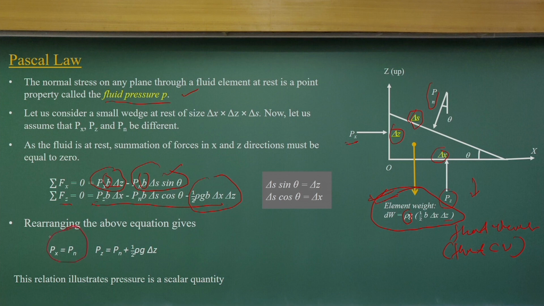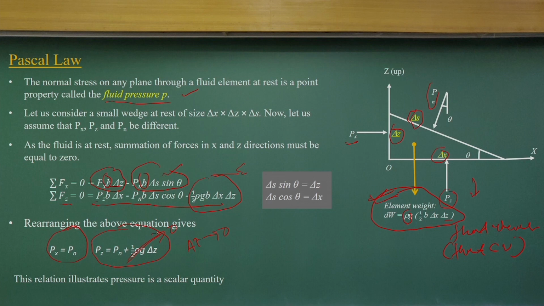But if you rearrange this and cancel terms, the first equation will give Px equal to Pn. That means the pressure in the x direction will be equal to Pn. In a similar way, Pz will be Pn plus half rho g delta z. If delta z tends to 0, this component becomes 0. That means your control volume becomes smaller and smaller, infinitely small. If you consider delta z equal to 0, then this component becomes 0. So, what will we get? Px equals Pz equals Pn. That means the pressure in the x direction, z direction, and any direction normal to the surface will be the same. That is Pascal's law.